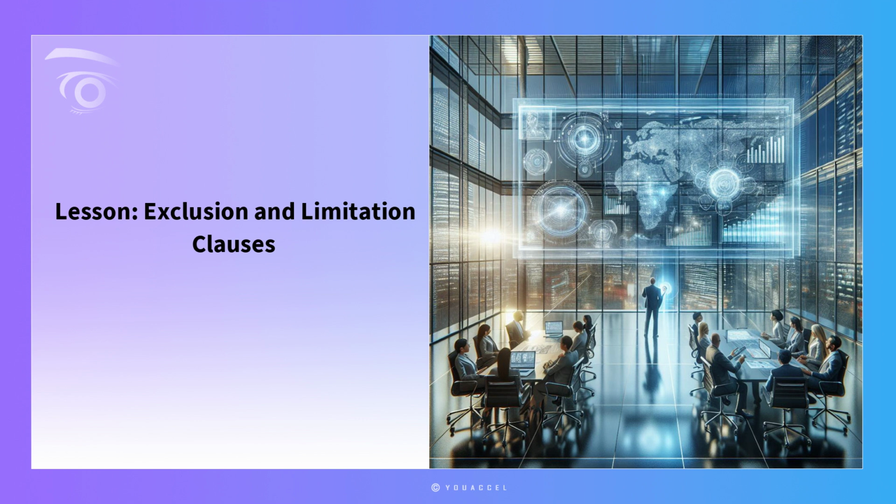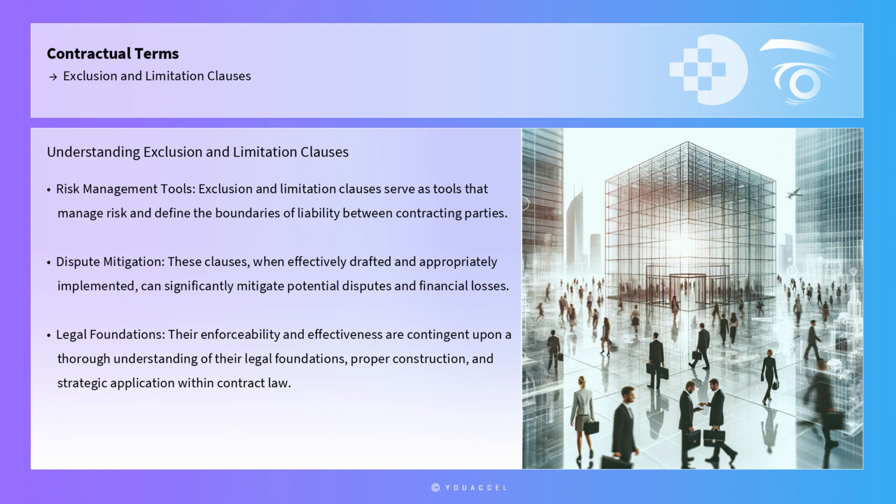Lesson: Exclusion and Limitation Clauses. Exclusion and limitation clauses are critical components of contractual terms, serving as tools that manage risk and define the boundaries of liability between contracting parties. These clauses, when effectively drafted and appropriately implemented, can significantly mitigate potential disputes and financial losses. However, their enforceability and effectiveness are contingent upon a thorough understanding of their legal foundations, proper construction, and strategic application within the framework of contract law.